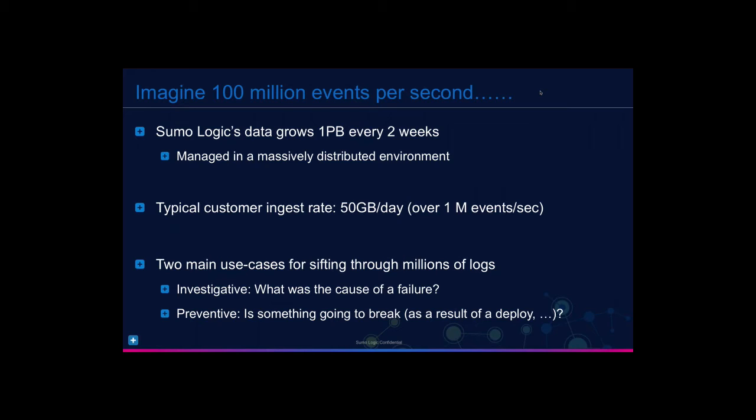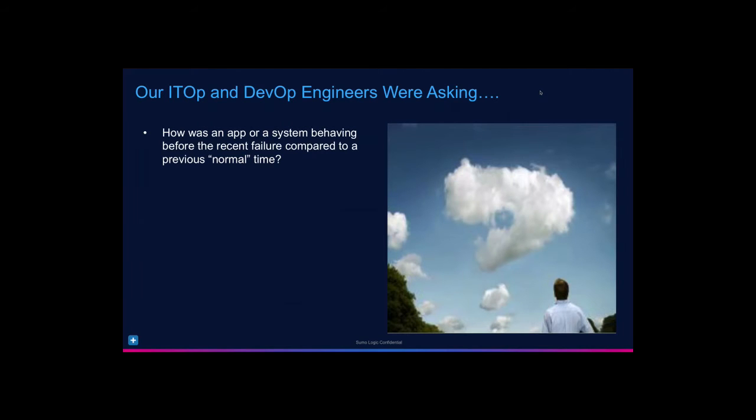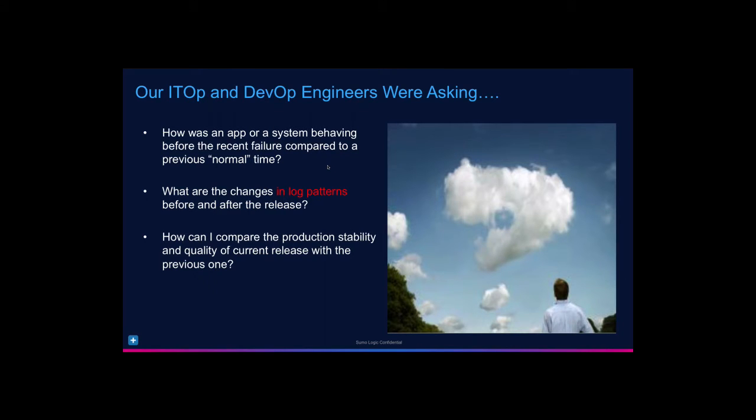In fact, Sumo Logic is one of the largest customers of Sumo Logic. Our daily ingest rate is very similar to some of our largest customers. So in this environment, our IT operations and DevOps are constantly faced with questions like, what was different in the pattern of logs before a recent service alarm? Or what was changed in log patterns before and after a release? Or how is this recent deployment different from the previous deployment?